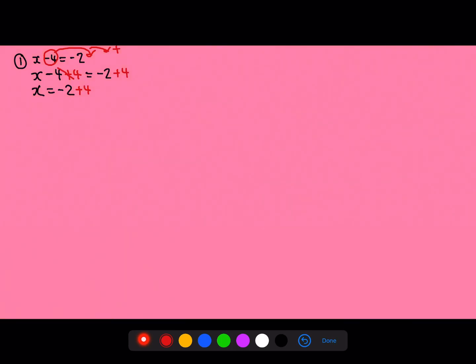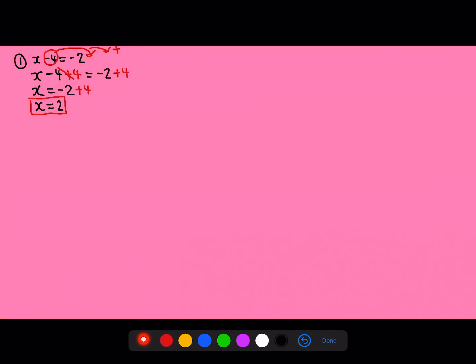Now here, since minus plus is minus, we have to minus 4 by 2, which is 2, and it gets the sign from the bigger number, which in this case is 4.